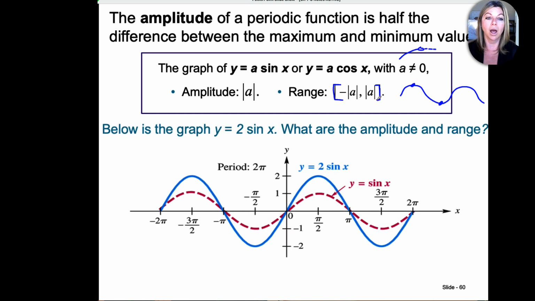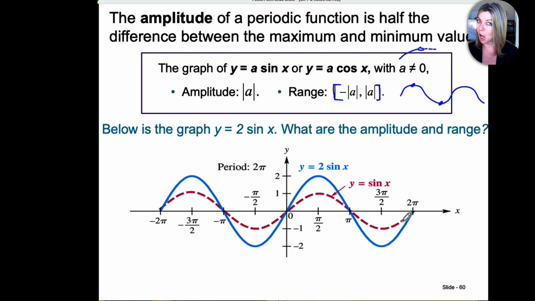Okay. Below is the graph of y equals 2 sine of x. We're being asked to find the amplitude and the range. Okay, so take a look at that graph. The first thing I want you to do is identify the parent function. What color is the parent function? Well, the parent function is represented for us here in red, okay?